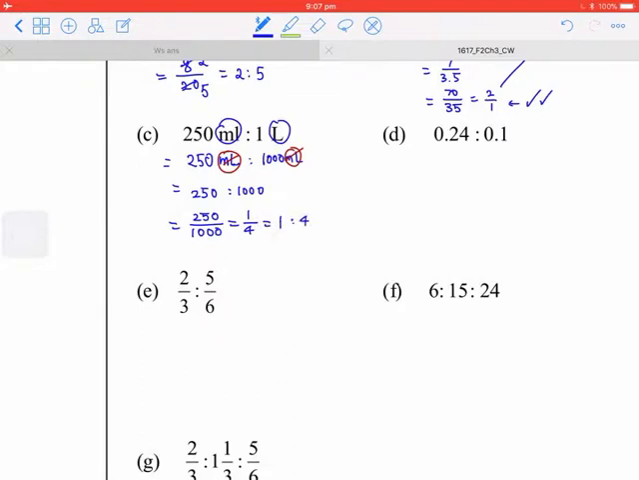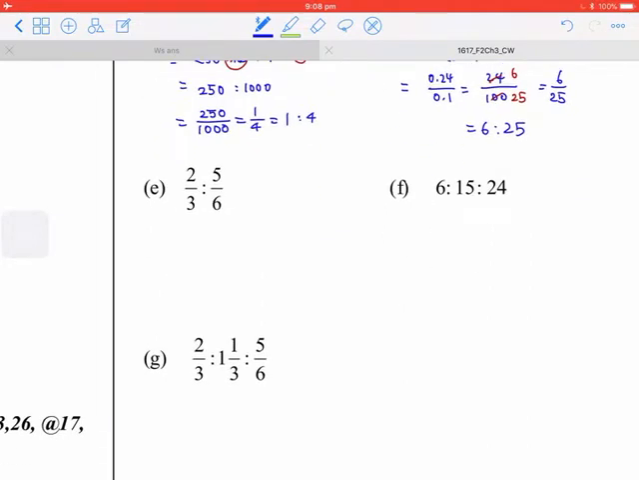And for the next one, that is 0.24 to 0.1. You can multiply it by 100 here, or you can change it to 0.24 over 0.1. And if you expand it again, you will make it become 24 over 100. Then you simplify it, that will be 6 over 25. So the ratio becomes 6 over 25. That means 6 to 25.